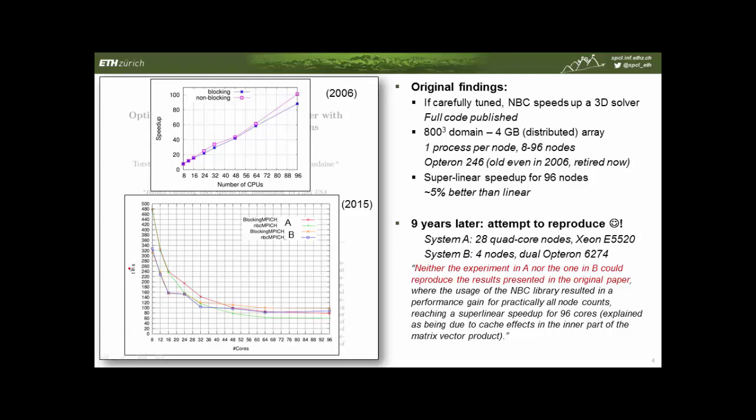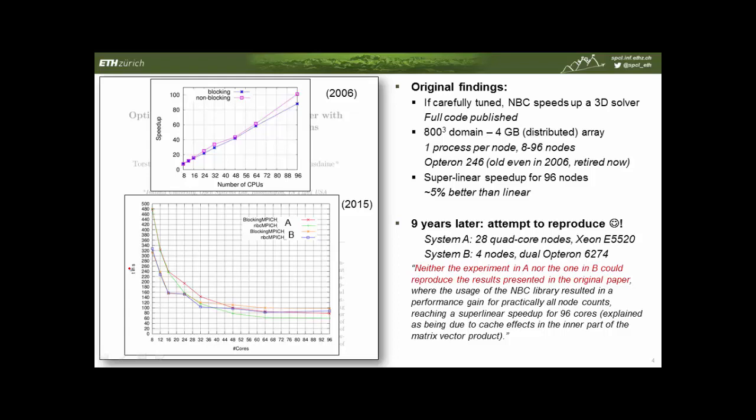Right? And they state in this paper, neither the experiment in system A or B, this is anonymized, by the way, it's locations, but I don't want you to know exactly what this is, reproduce the results presented in the original paper, where the usage of the NBC library resulted in performance gain of practically all node counts, reaching superlinear speedup for 96 cores. So basically they say, okay, we cannot reproduce the result.